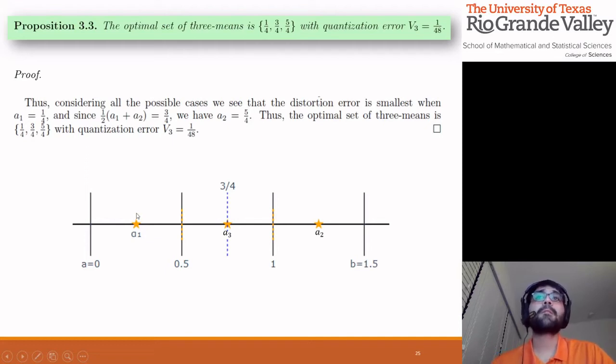Then what we can do is do 1.5 minus 1/4 to find the location of A2, which is 5/4. Okay. See again here, the boundary of the Voronoi region will lie at 0.5. So it's the boundary of the Voronoi region between A1 and A3, and the other one is between A3 and A2. Okay.